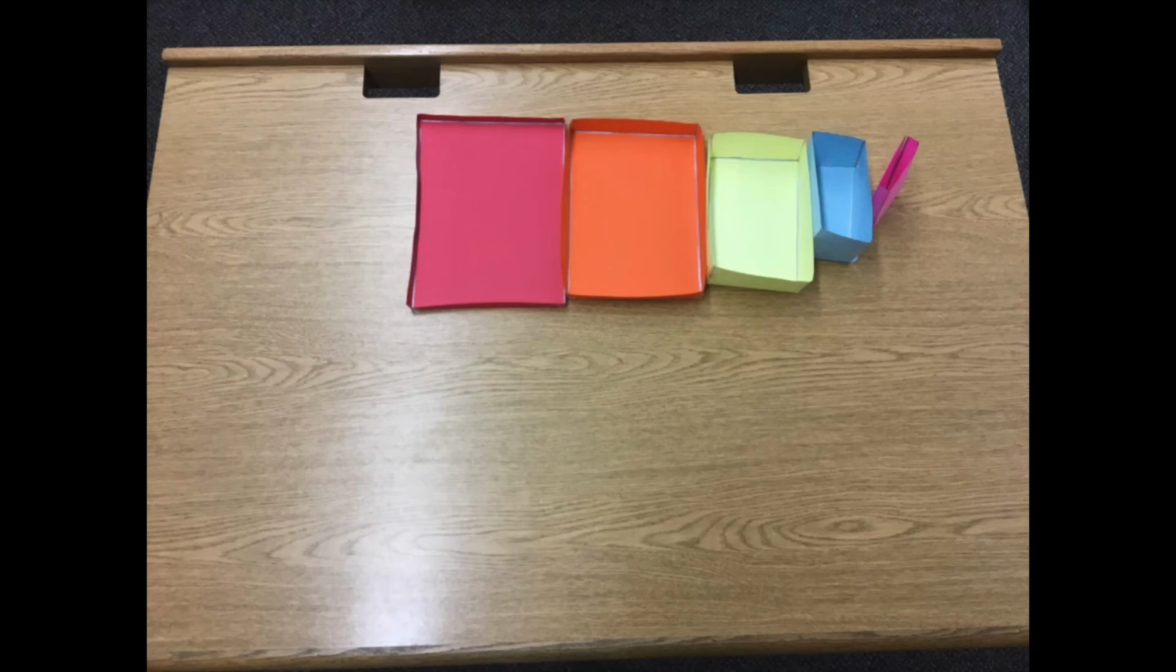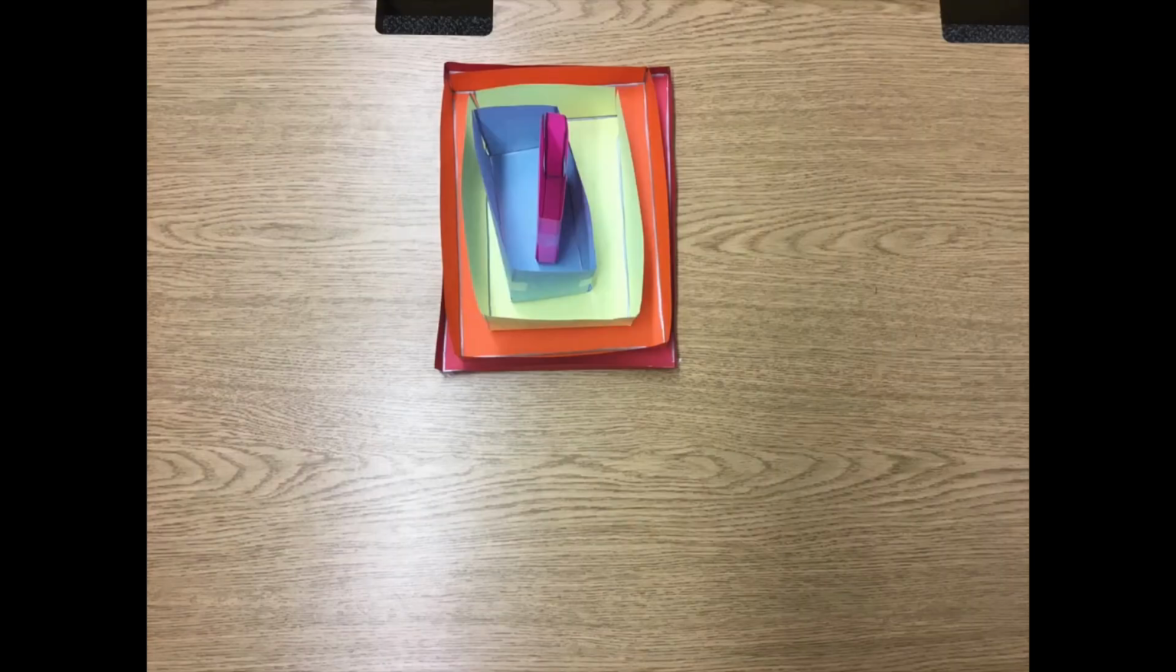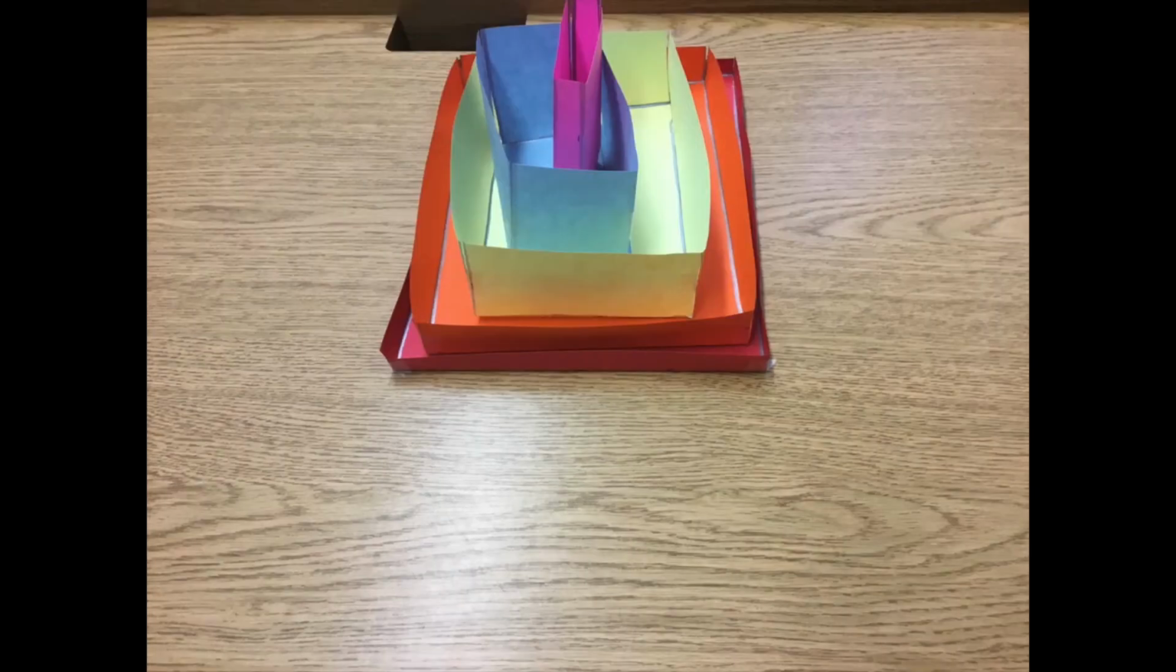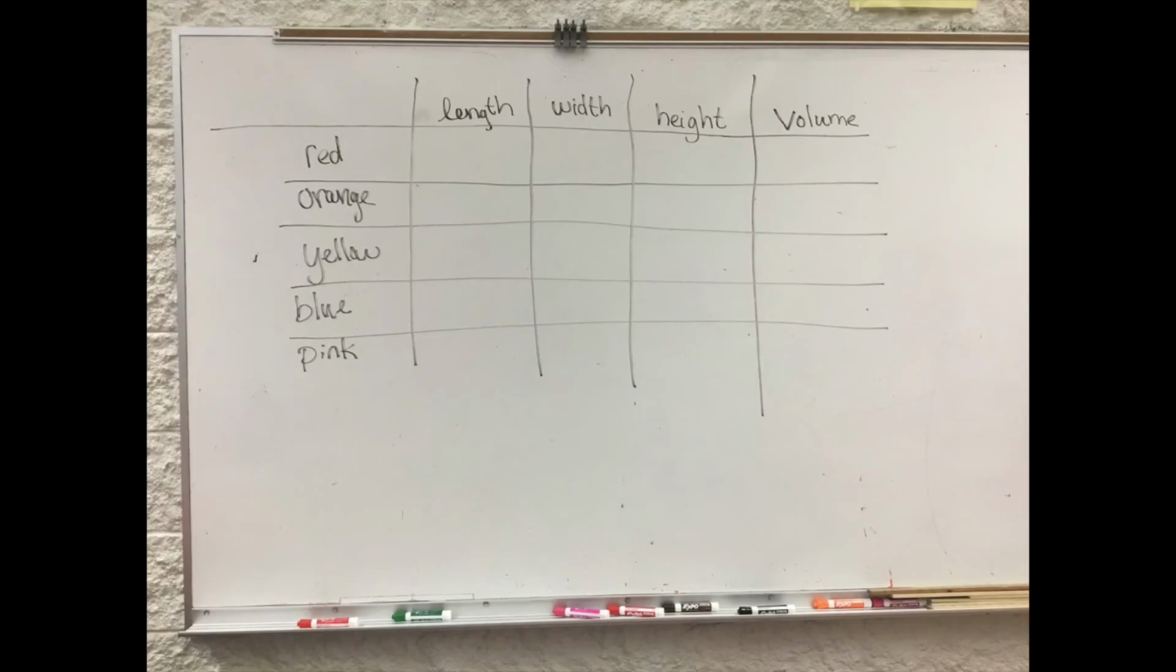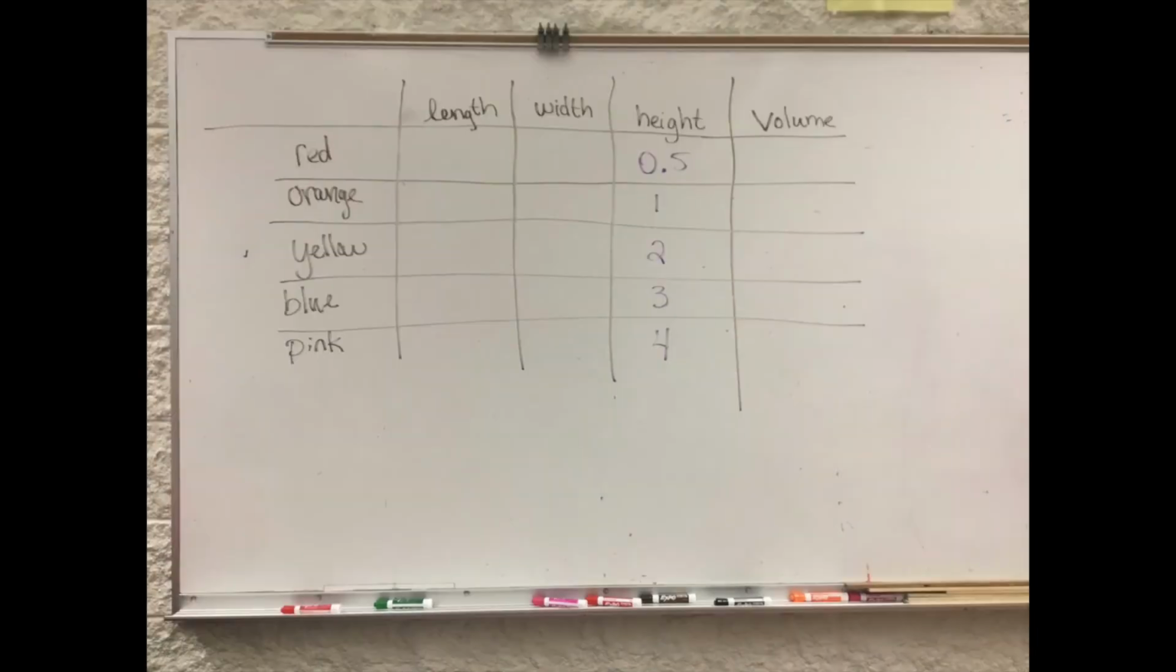Then we calculate. So we know the height of each one. That's the size of the square that was cut out. So the red one had 1/2 inch by 1/2 inch square cut out. The orange one had 1 inch by 1 inch square cut out. The yellow had 2 by 2 inch. Blue was 3 by 3 inches. And then the pink one was 4 by 4 inches.